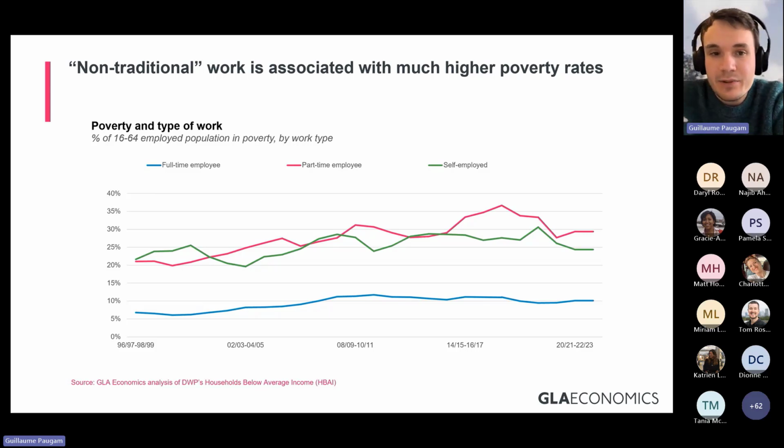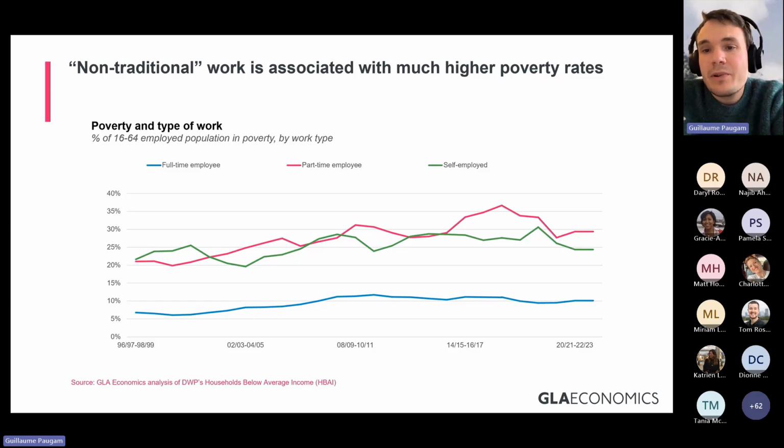On the other hand, the poverty risks associated to self-employment are much higher. So the poverty risk of self-employed worker in the latest data was around 24%. It's been broadly trendless over time with regards to self-employment. There are fluctuations in the short term, but generally, again, it's always between 20 to 25%.